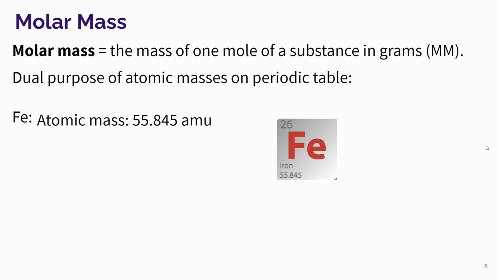However, if we had 1 mole of iron, meaning we had 6.022 times 10 to the 23rd atoms of that metal, it would weigh 55.845 grams. So 1 mole of iron weighs 55.845 grams. Notice the change in the units. Instead of saying 1 atom has a certain mass, we're saying 1 mole has a certain mass in grams.